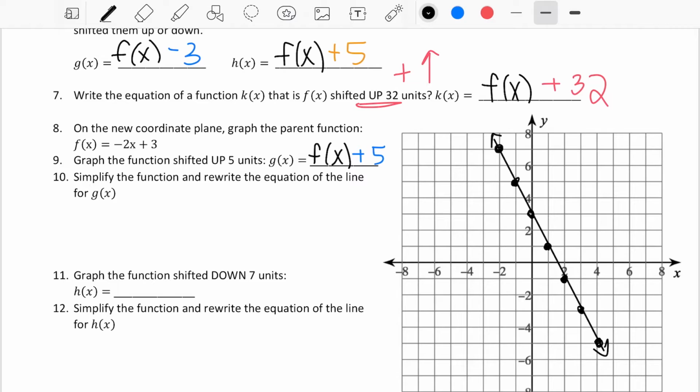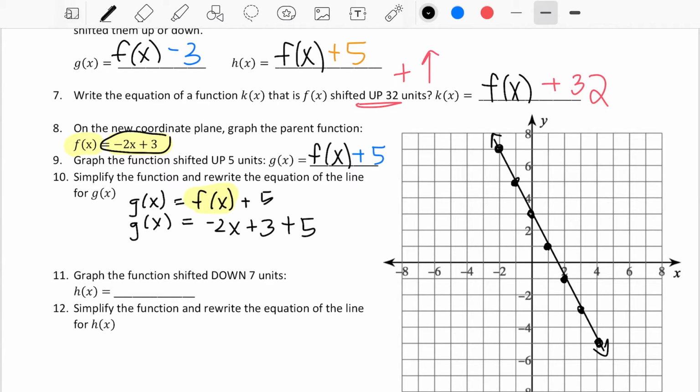We can also simplify this function and rewrite the equation of the line for g of x by substituting what f of x is equal to. So we start off with g of x equals f of x plus 5. But we know that f of x is the same as negative 2x plus 3, since they're equal to each other. So we can substitute that in for f of x. And then we just combine like terms. So we get g of x is equal to negative 2x plus 8.